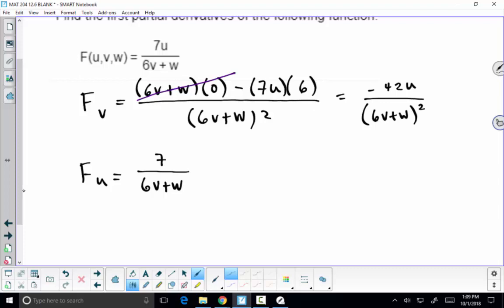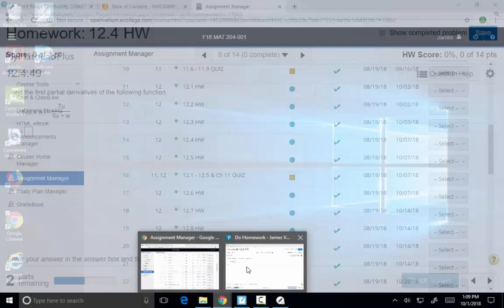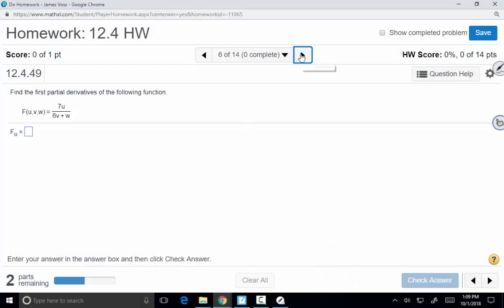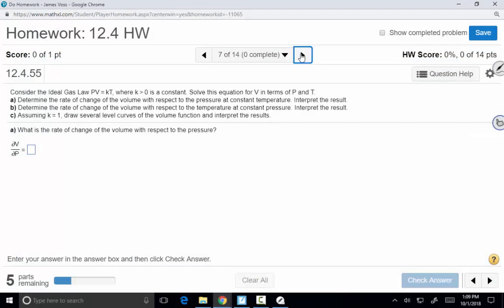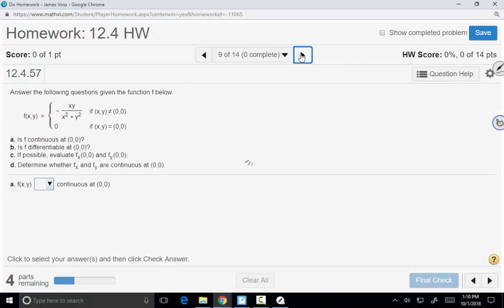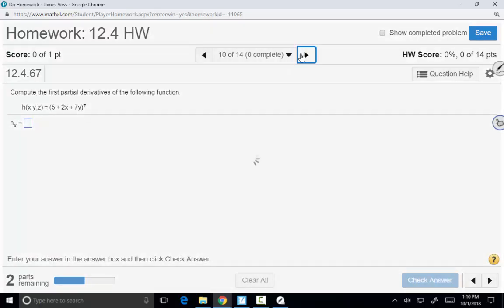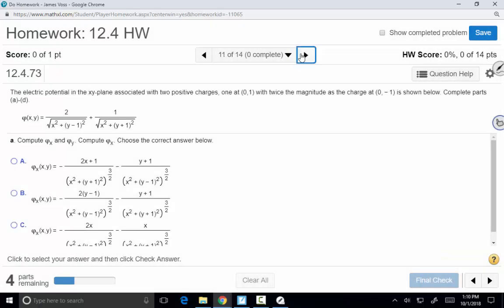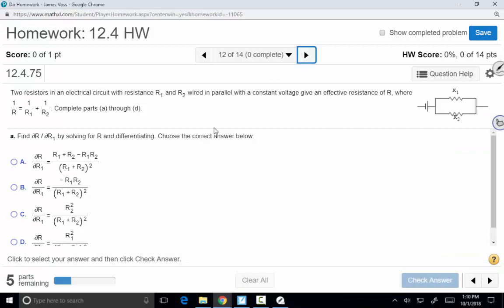And then, Samantha, do we think it was 7? Well, it said 12.4.75. I think it might have been. I know it's in 12.4 for sure. Getting there. One more? Oh. That one.